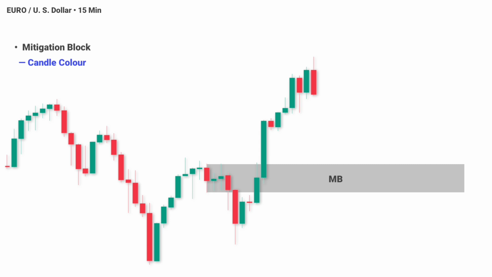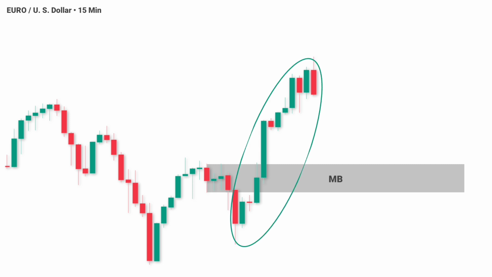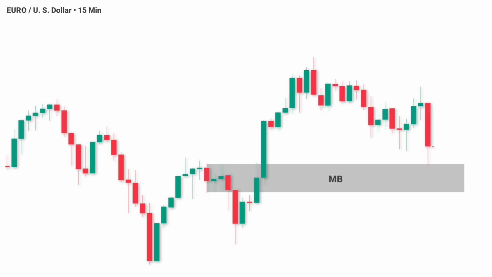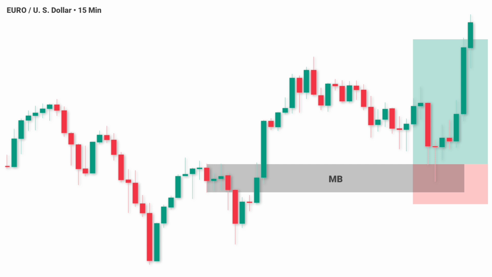Mitigation blocks are not defined by candle color, size, or time frame. A bullish or bearish candle can be a mitigation block. What matters is that price left the level with strength and did not trade fairly through it. That inefficiency means some orders were likely left unfilled. When price later returns to that area, institutions may use it to mitigate exposure, rebalance positions, or reduce risk. That process is what creates reactions.